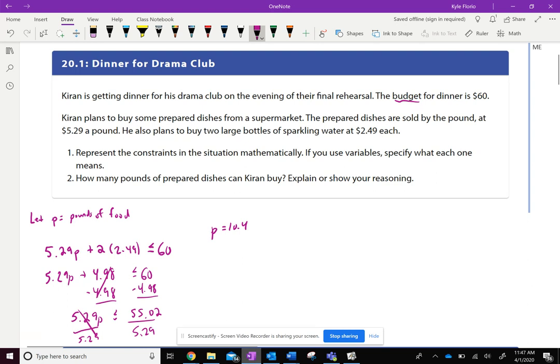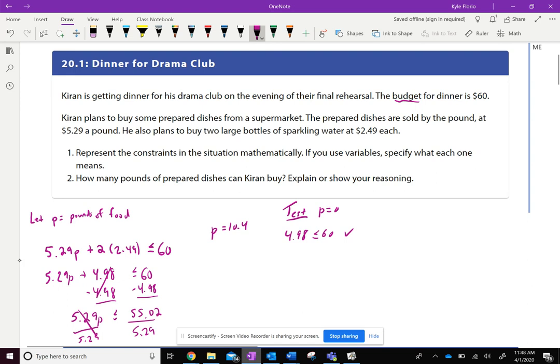The question is, what would the inequality be? Is P going to be less than or equal to 10.4, or greater than or equal to 10.4? And we're just going to do a test point. What if I bought 0 dishes? Let P equal 0. If I bought 0 dishes, then I would only have the $4.98 cost for the water. And is that less than or equal to 60? Yeah, $5 is definitely less than 60.